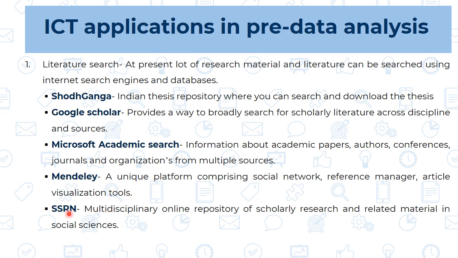Then SSRN. SSRN is specifically used for the social sciences subject. Means if your research problem is associated with any subject from the social sciences, then specifically you can go for the SSRN, that is a multidisciplinary online repository for scholarly research and related material in the social sciences. So this was the platform for the literature search.